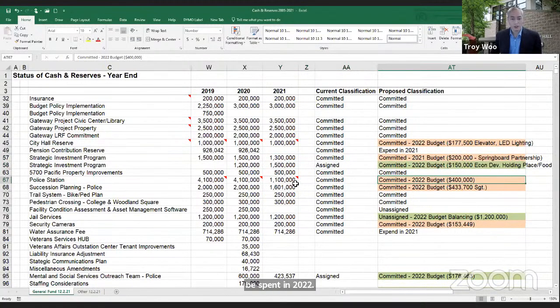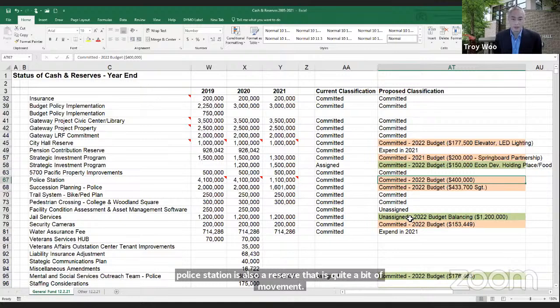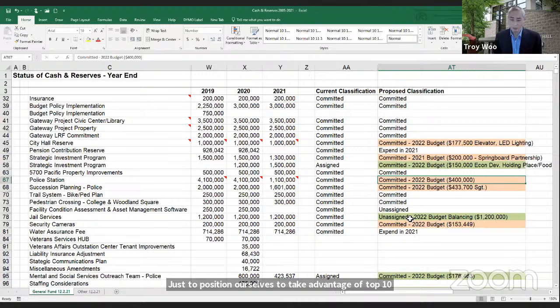The police station is also a reserve that has quite a bit of movement. Of course, the council amended the 2021 budget in the amount of $3 million just to position ourselves to take advantage of the opportunity to buy property. So that is in the budget, so it doesn't need to be committed. That leaves a remainder of $1.1 million as of today. And then we are including $400,000 for the continuation of the police station expansion project.